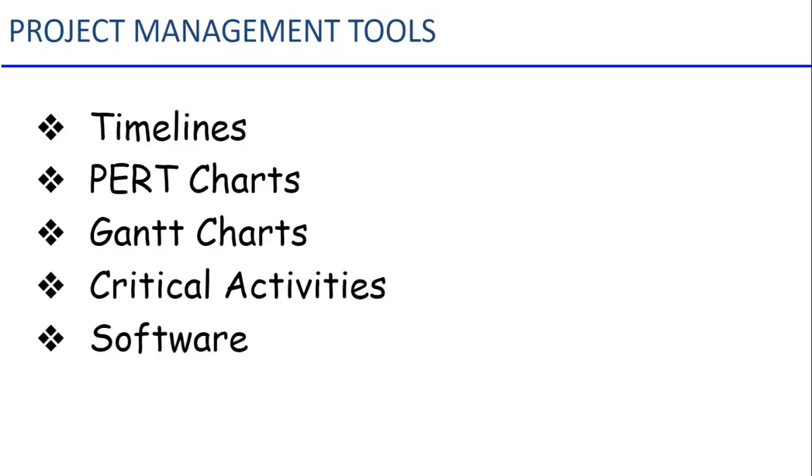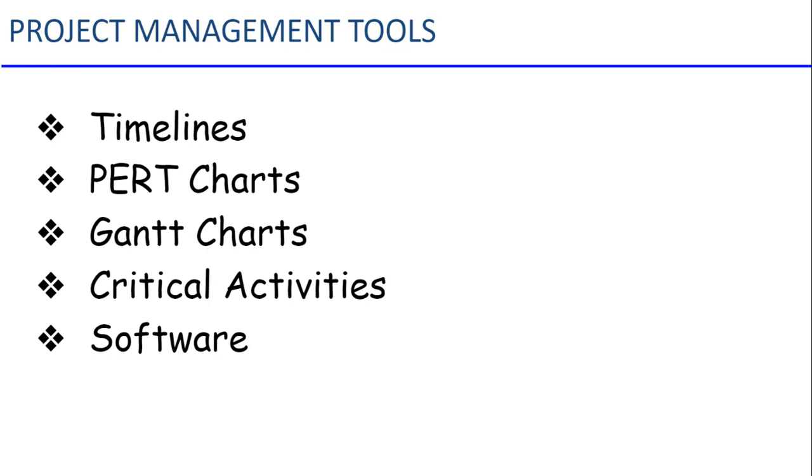So the project management tools, and we've talked about most of these. Number 1 is the timeline. That's the first thing that you need to come up with. Number 2 is the PERT chart. That's where we're coming up with our dependencies. And then once you have your timeline and your PERT chart, you're going to combine those 2 together, and that's where we're coming up with that Gantt chart.